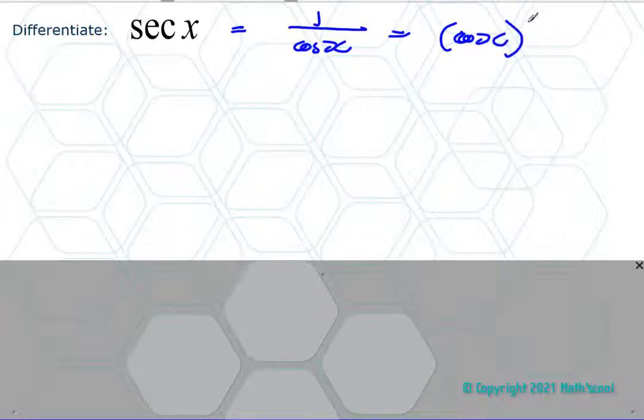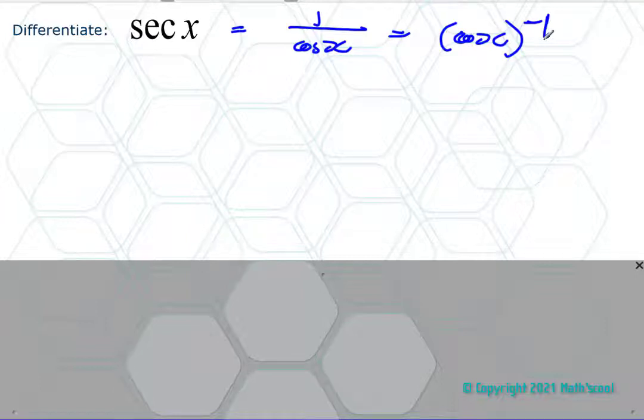Differentiate sec theta, or sec x. Well, there's no brackets at the moment. Oh, but hold on, sec x is 1 over cos x. Let's rewrite it as 1 over cos x. And let's rewrite that as cos x to the power minus 1. Now, we've got to differentiate that.